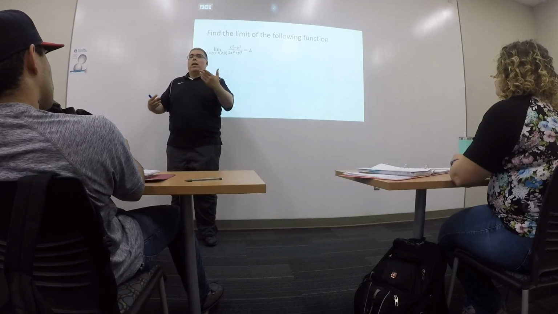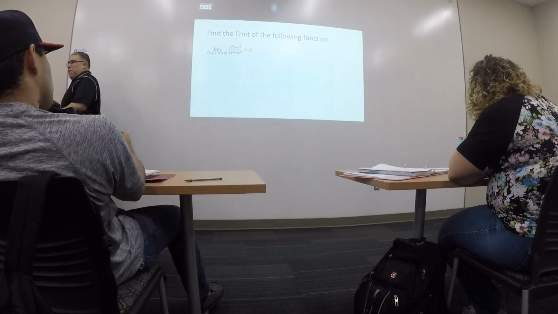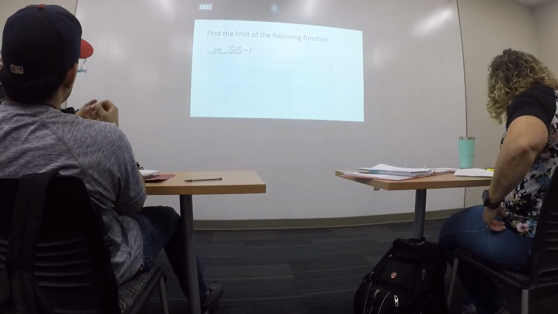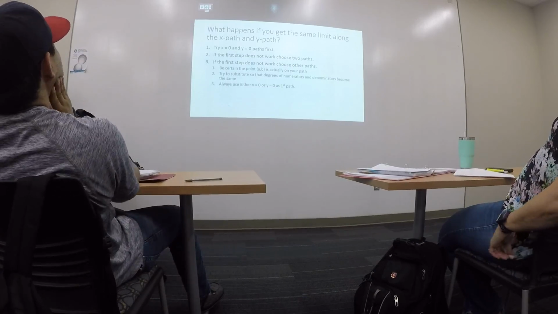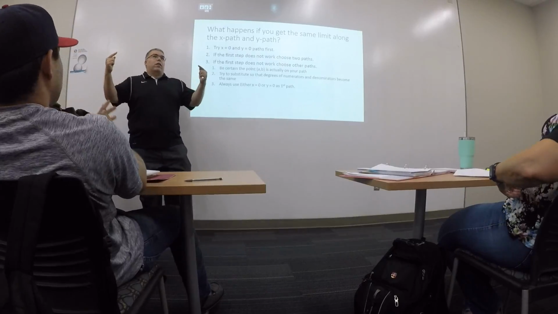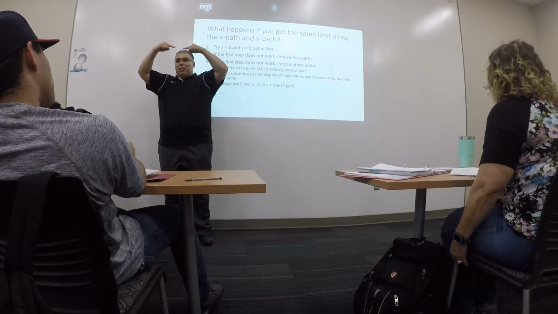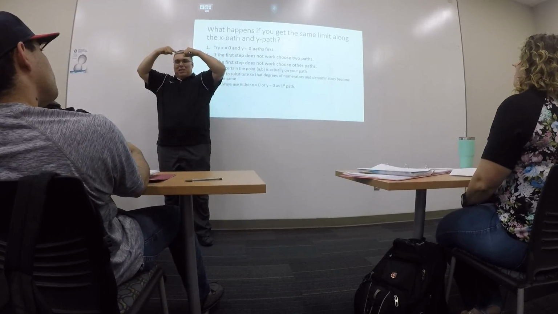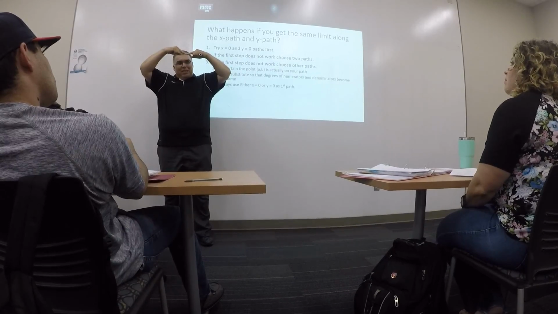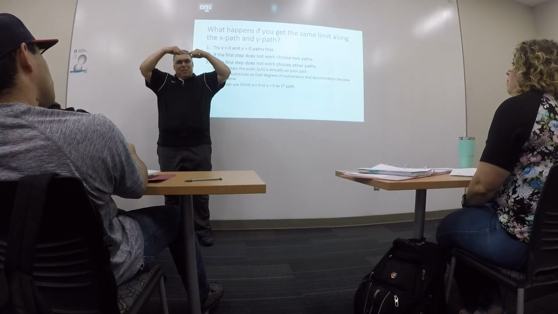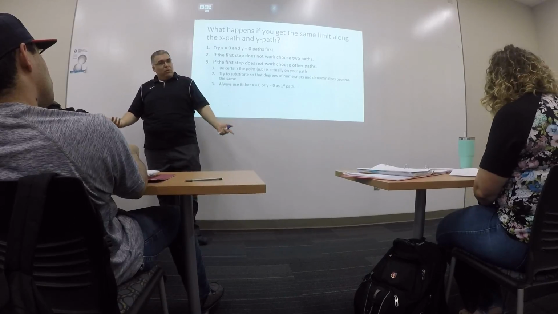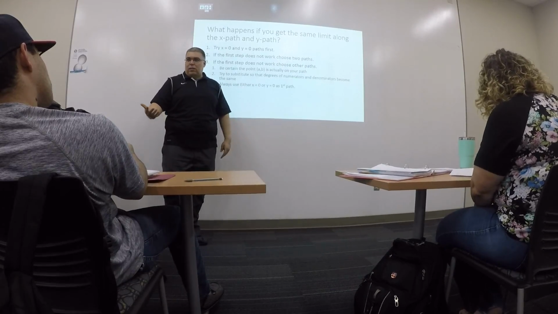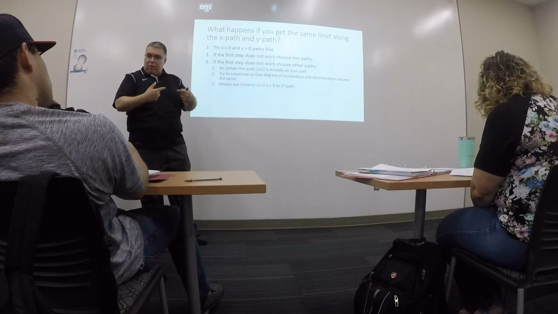But what happens if that doesn't happen? Here's the problem though: what happens if I travel along the x path, travel along the y path, and they do equal? Does that prove that the limit exists in all paths? No, there's only two paths. What do you do then? That's our next focus. What do you do if they both equal?